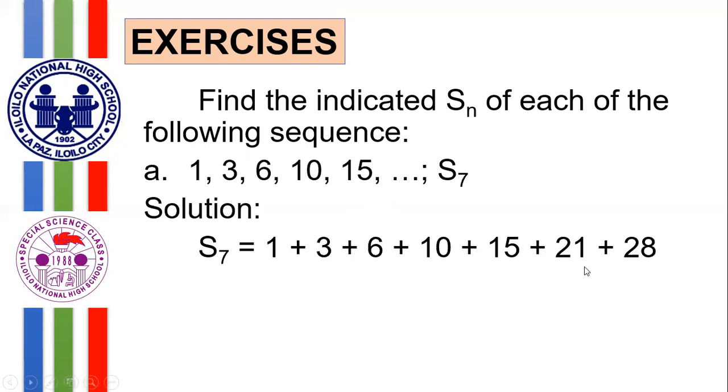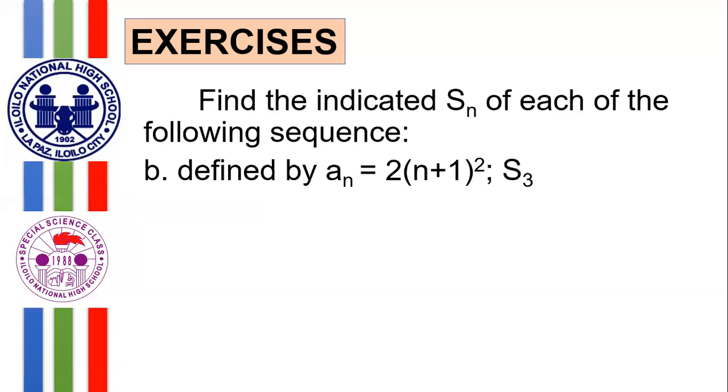And 21 plus 7 will give you 28. Take note, we have to continue the pattern. And so S sub 7 is this expression. And adding this manually gives us 84. Hence, S sub 7 of the sequence 1, 3, 6, 10, 15 is 84. I hope you got it. And if you did, great job.